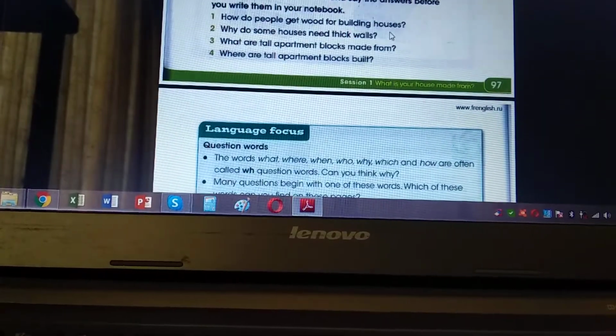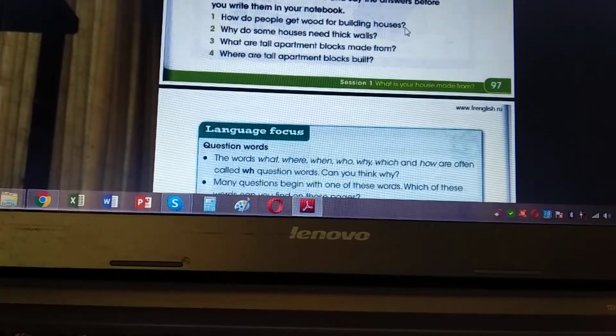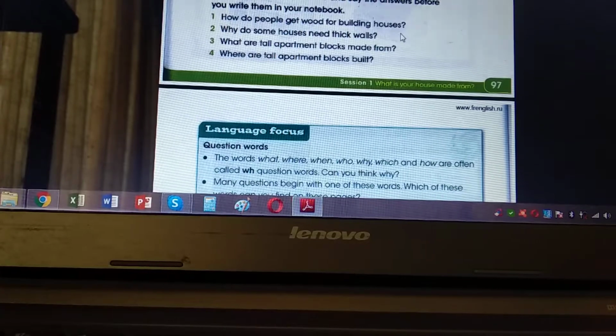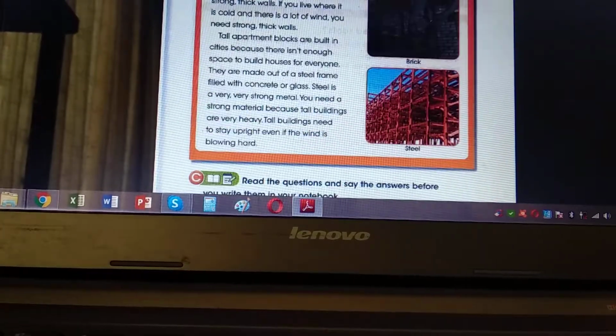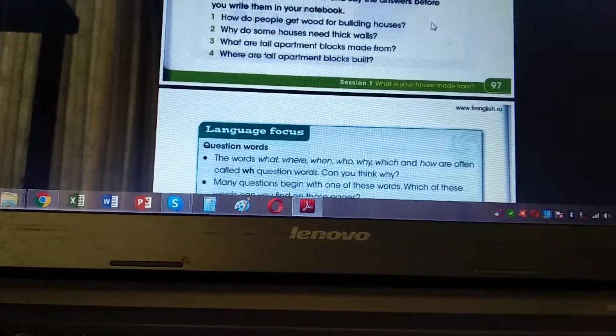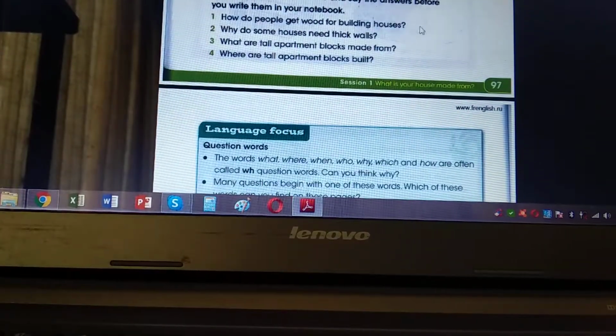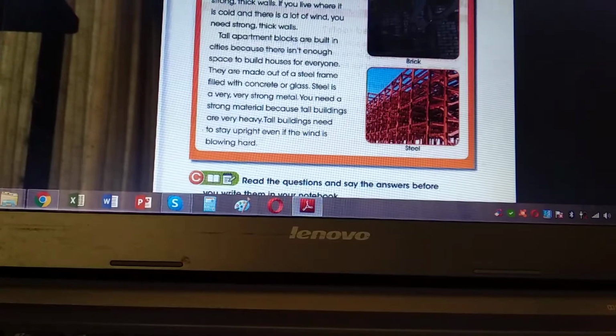Alright, what you can do is you write down the answers here. How do people get wood for building houses? You write there, people can cut down trees to get wood. You can write it there. Okay, the answer is right here. People can cut down trees to get wood.